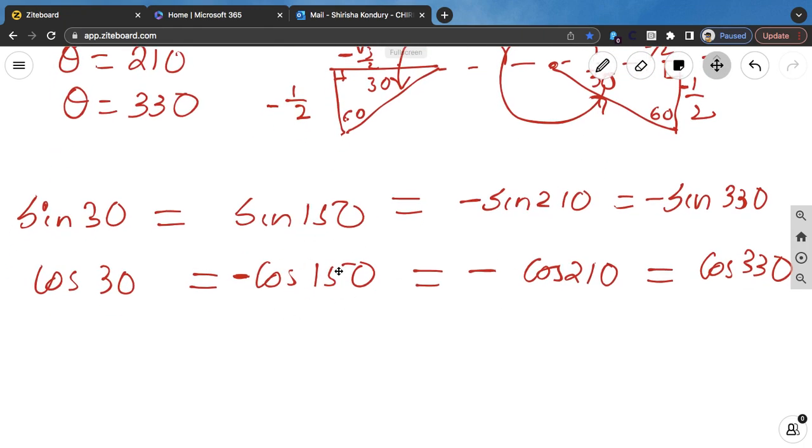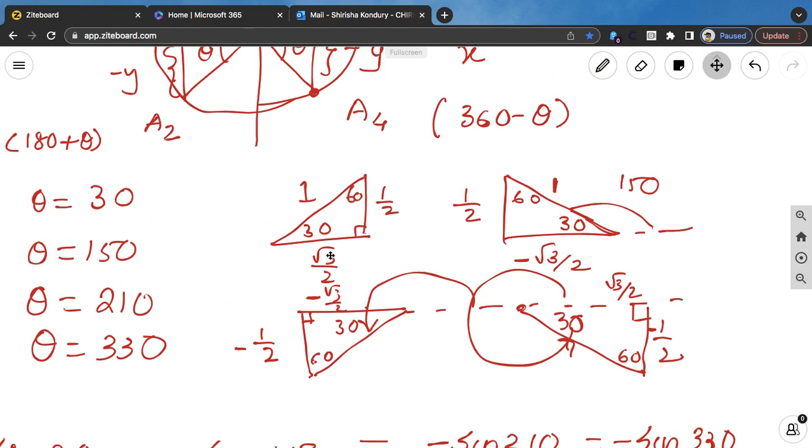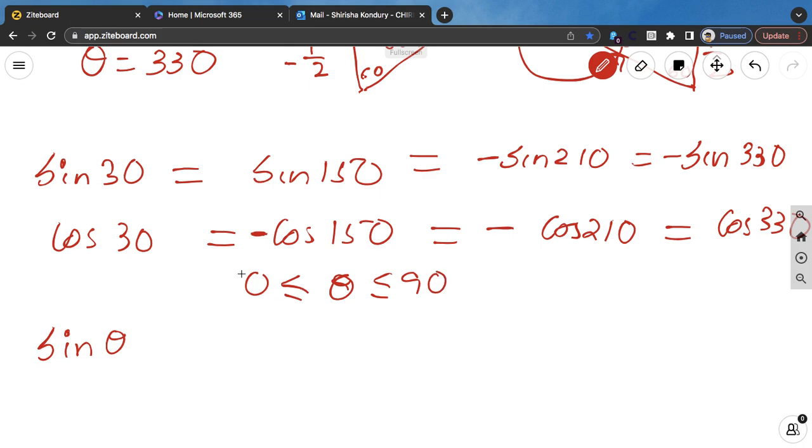Will this happen every single time? Yes, you can try with 60 also. Look at it. Side opposite to 60 is always root 3 by 2, irrespective of which quadrant it is in, but the sign changes. Can I consolidate this? Yes, that means if I know the angle in the first quadrant, if theta is in the first quadrant, that means theta is between 0 and 90. How do I measure theta? With respect to the positive x-axis.